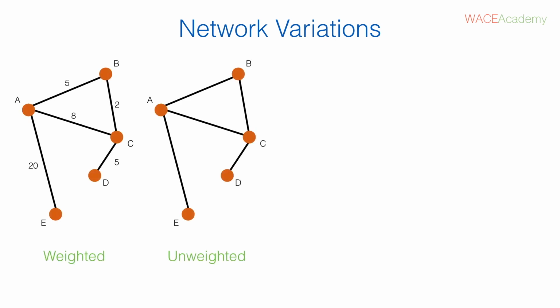There are a few types of network variations that you'll have to be able to understand and work with for the WACE. Edges can either be assigned a value or distance or not. This may come in useful when looking at road maps.